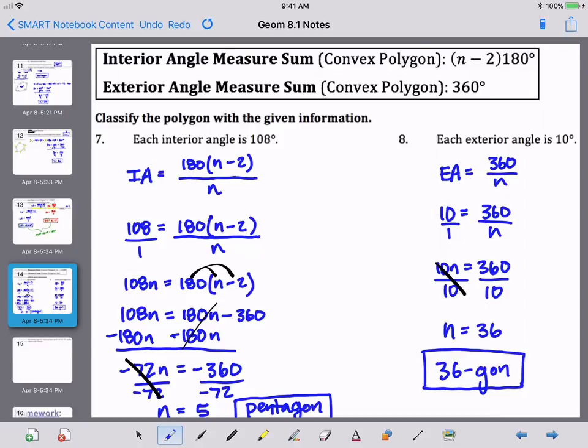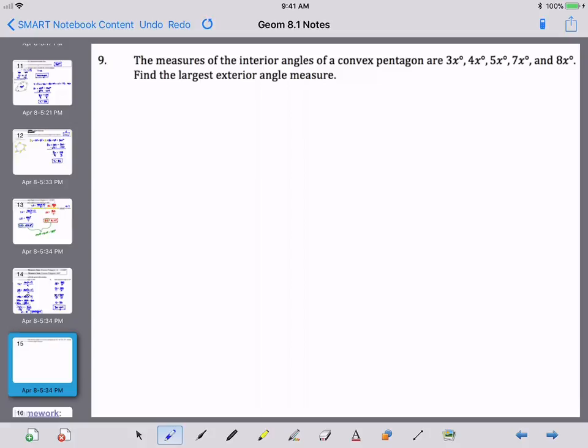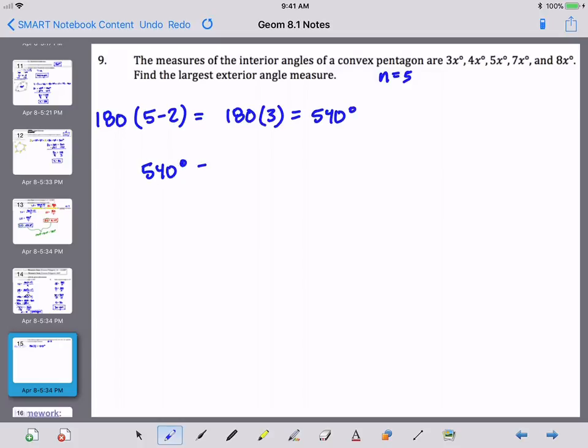Okay, in our last example, we've got the measures of the interior angles of a convex polygon are 3x, 4x, 5x, 7x, and 8x. So we're going to find the largest exterior angle. Well, I know a pentagon has 5 sides. So I have to first figure out what these add up to. So I'm going to take 180 times n minus 2, or 180 times 3 in this case. So these all have to add up to 540 degrees. So I'm going to take all 5 angles, add them up, and set it equal to 540.